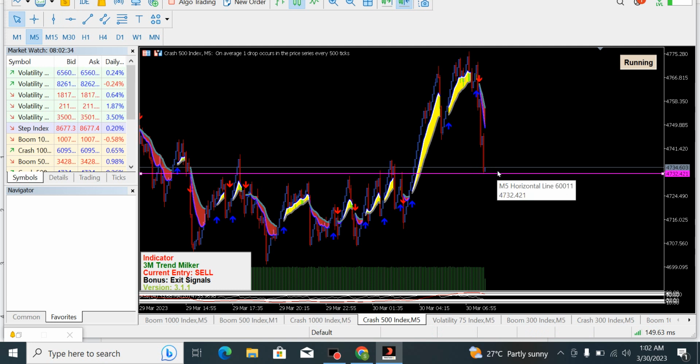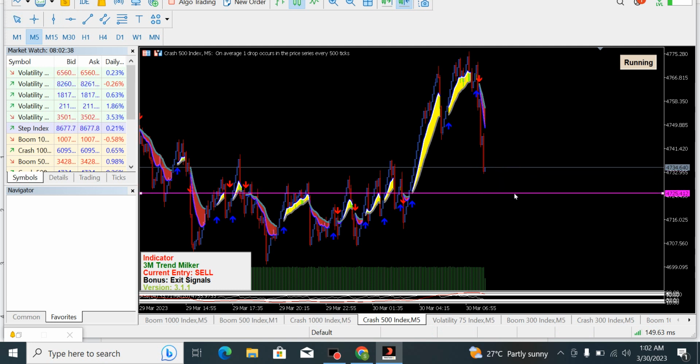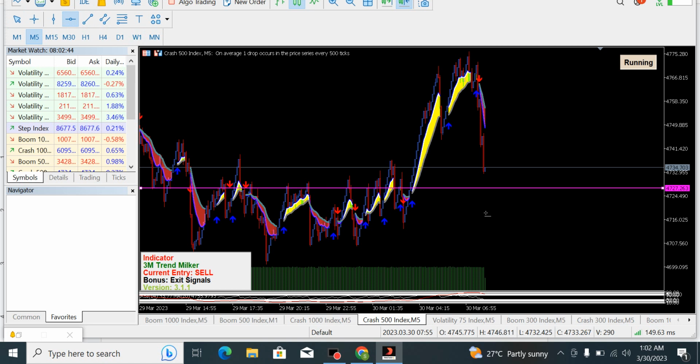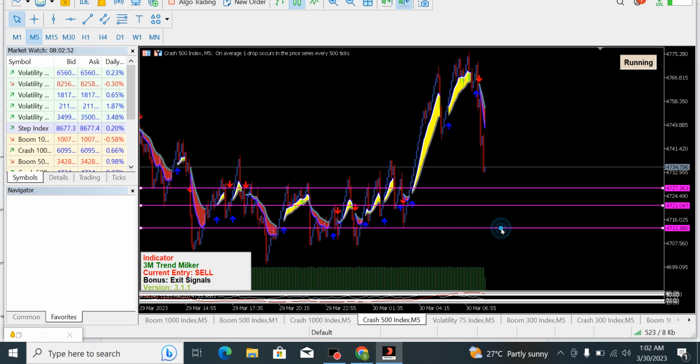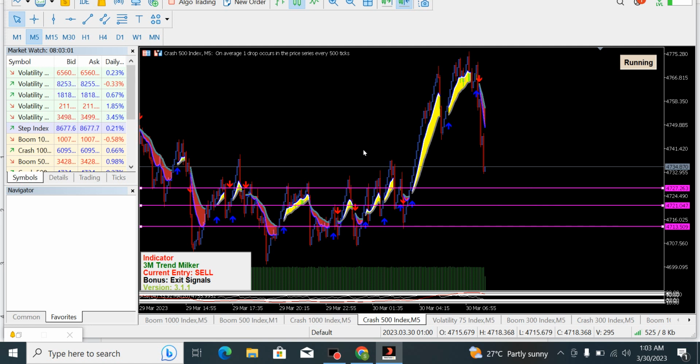Once it breaks out below this, then definitely we should be looking at somewhere here as our next TP if it keeps on crashing. Okay, after that, here should be the next TP if it keeps on crashing, and of course right here is our next TP if it should keep on crashing till then. Okay, so these are some of the opportunities we have in the market today.